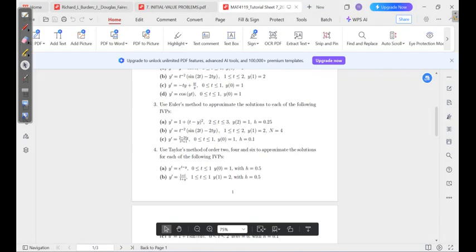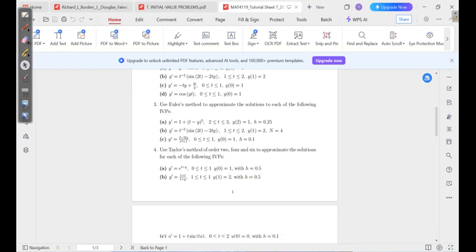Let's continue looking at these examples, and the question that I now look at is question 3b. Okay, so we are still trying to use Euler's method to approximate the solutions to the initial value problems. Okay, so let's get into this.